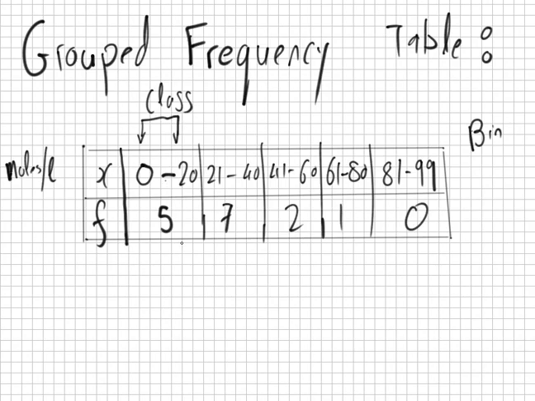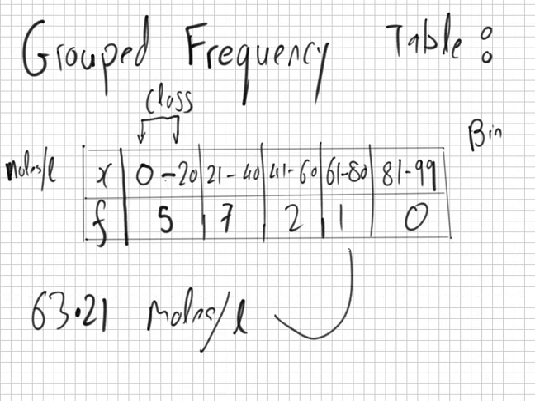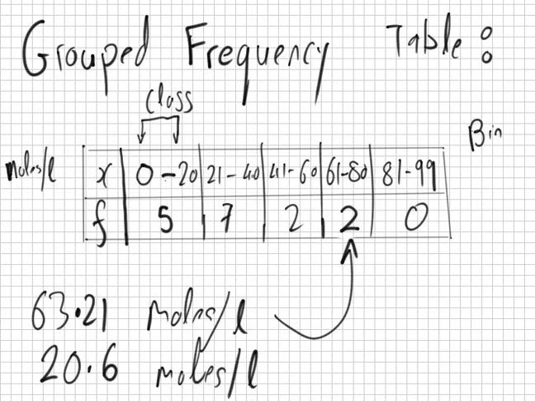So, let's suppose I have my 15 and now I do another experiment, and let's suppose this time I get 63.21 moles per litre. Which of the bins would that go into? First, second, third, fourth or fifth? Yeah, that would go into here, and then that would go up to now 2. Now let me give you one to get you thinking. What about 20.6? Which one would that go into? The first or the second?